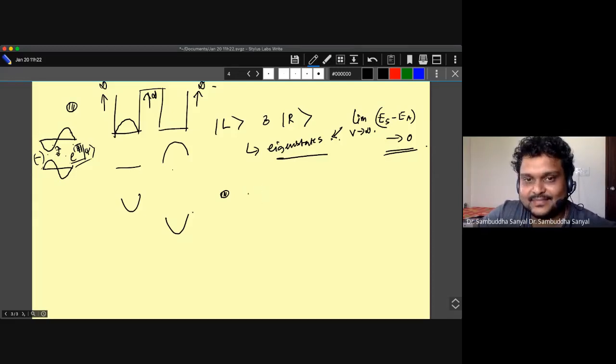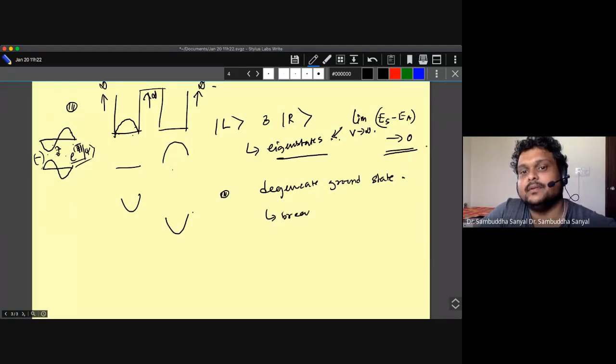Okay, so now let's take this L, so B going to infinity. This infinite well problem tells you the system is either here or here. So the ground state is either this or this, both are degenerate. So you will have a degenerate ground state, and each of these ground states breaks the symmetry of the Hamiltonian.